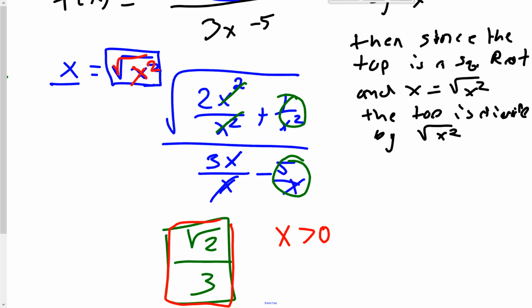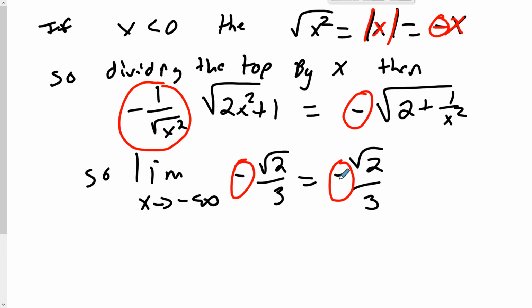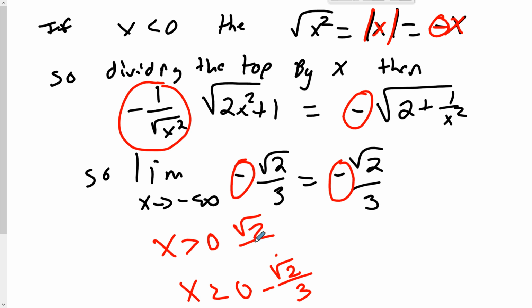And then for the next one, if x is less than 0, then the square root of x squared, we would need to take the absolute value of that, which is just negative x. So if my x is negative, then I would multiply it by a negative, which would make it positive. So when I divide here, I'm going to divide by a negative square root of x squared, which leads to a negative root 2. So you really have two answers. When x is greater than 0, we have root 2 over 2. No, root 2 over 3, sorry. And if it's negative, then it's negative root 2 over 3.